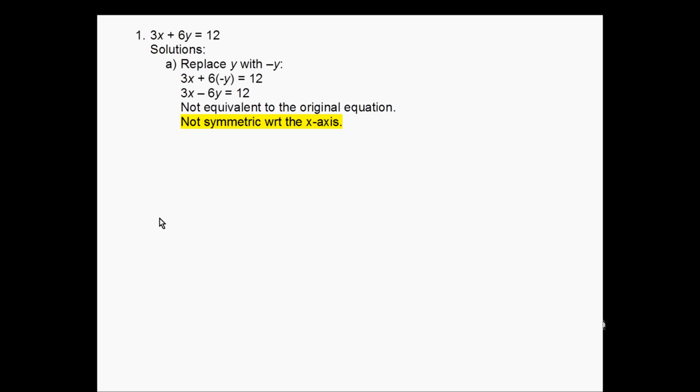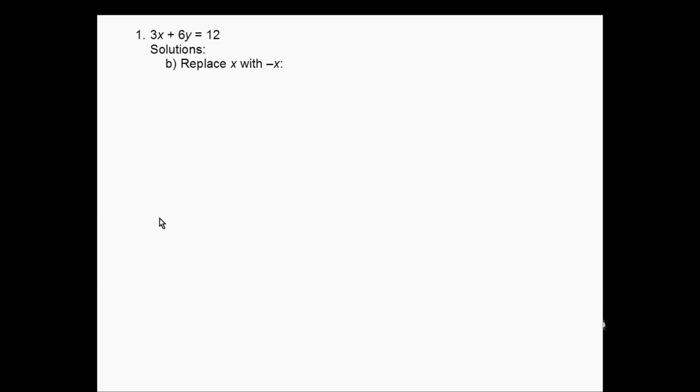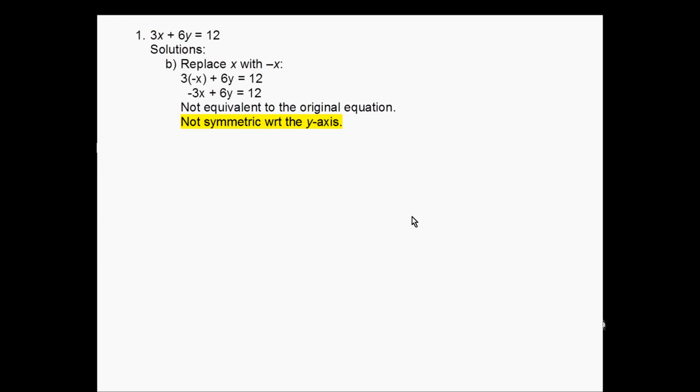For part B, we're doing symmetry with respect to the y-axis. So replace x with negative x. So I'm going to have 3 times negative x plus 6y equals 12. That gives us negative 3x plus 6y equals 12. Now, is this the same thing as the original one? No. So it's not equivalent to the original equation. So we do not have symmetry with respect to the y-axis.